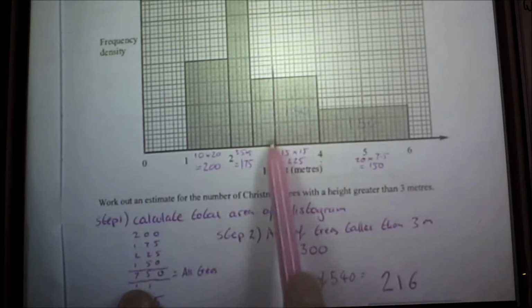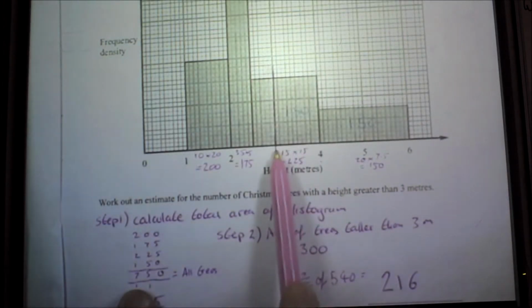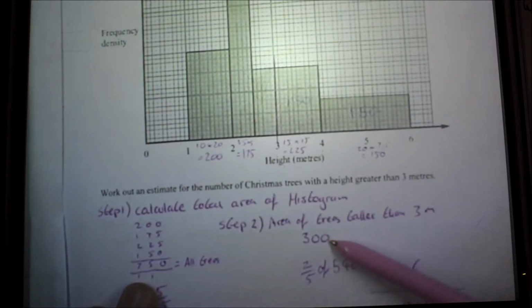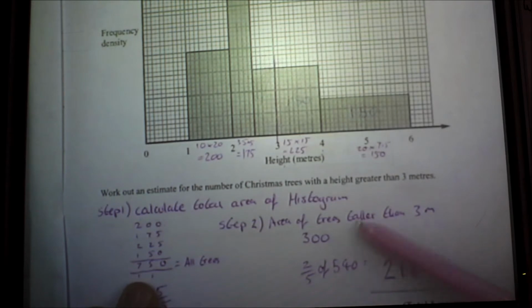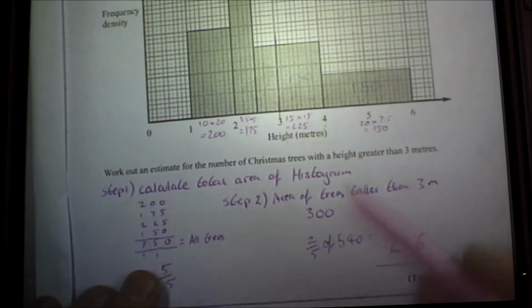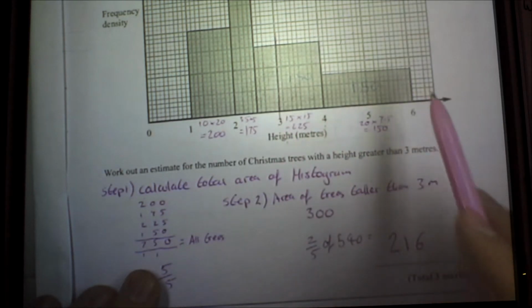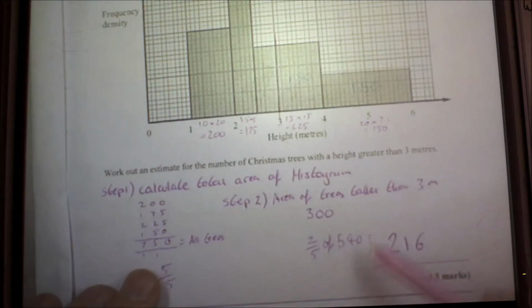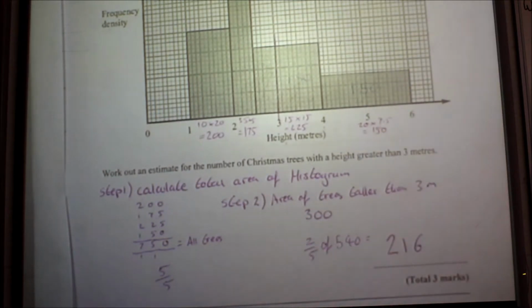And then I worked out how many were bigger than 3 meters. And that came to 300. So what I did then was put that as a fraction. So 300 over 750 cancels down to 2/5. So 2/5 of the trees are bigger than 3 meters. So it's 2/5 of 540, because we're told there's 540 trees, which is 216. So it's roughly 216. That's how I worked it out by using the boxes.